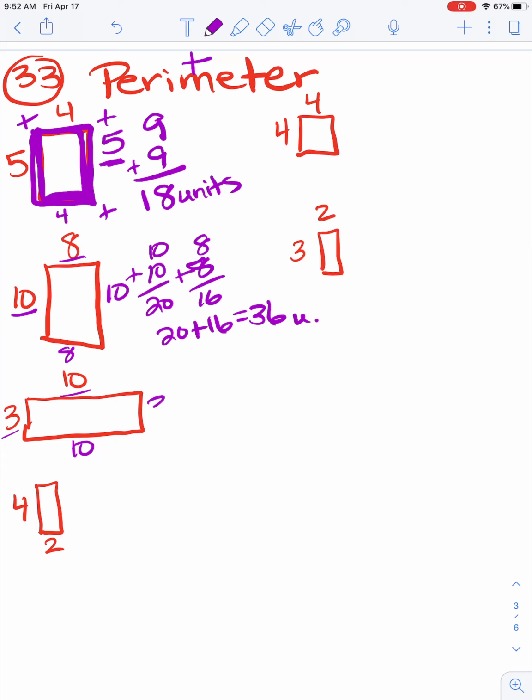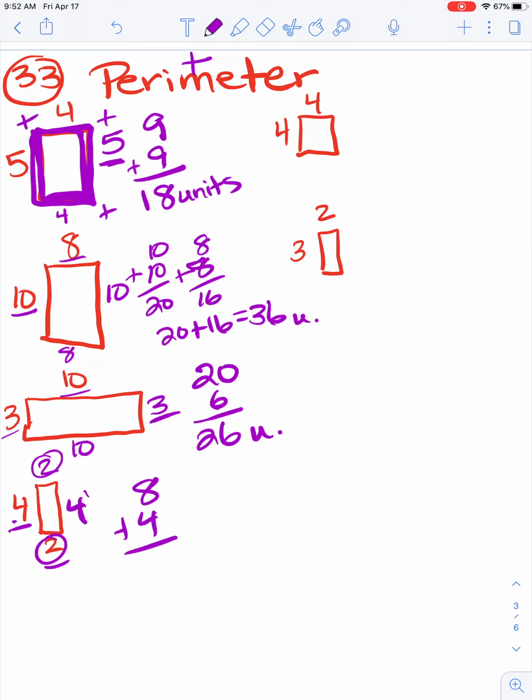Okay, 10, 10, 3, 3. 10 plus 10 is 20. 3 plus 3 is 6. 26 units. If I have a 4 here, I have a 4 here. If I have a 2 here, I have a 2 here. 4 plus 4 is 8. 2 plus 2 is 4. 8 plus 4 is 12 units.